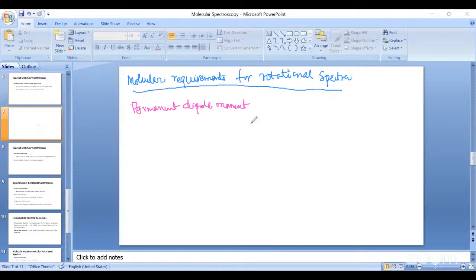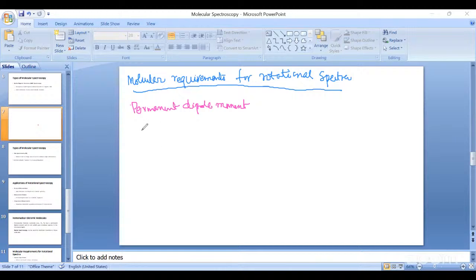All these heteronuclear diatomic molecules with unlike atoms, meaning two different atoms, have centers of positive and negative charge that do not coincide, so they have a permanent dipole moment. Only in these cases do we get a rotational spectrum. During the rotation of the molecule, the component of the dipole moment in a fixed direction changes periodically with the frequency of rotation.